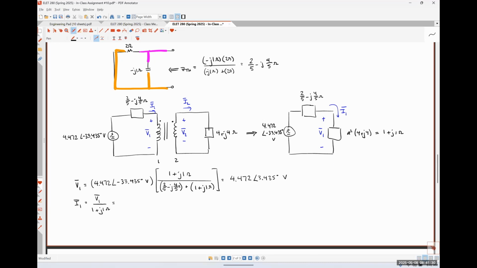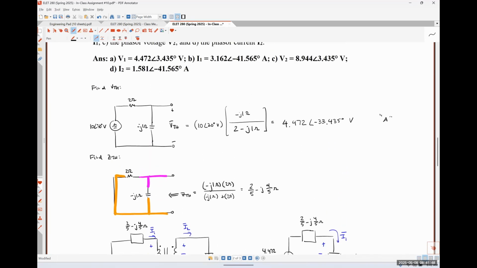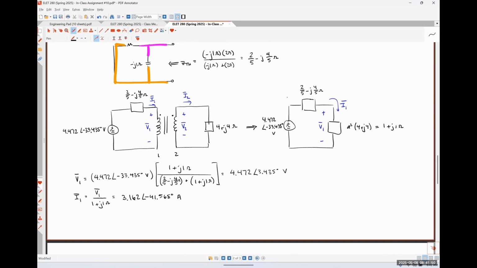And I got 3.162 with an angle of negative 41.565 degrees amps. Yep. We would find V2 by simply doing V1 over A1 or A, I believe.